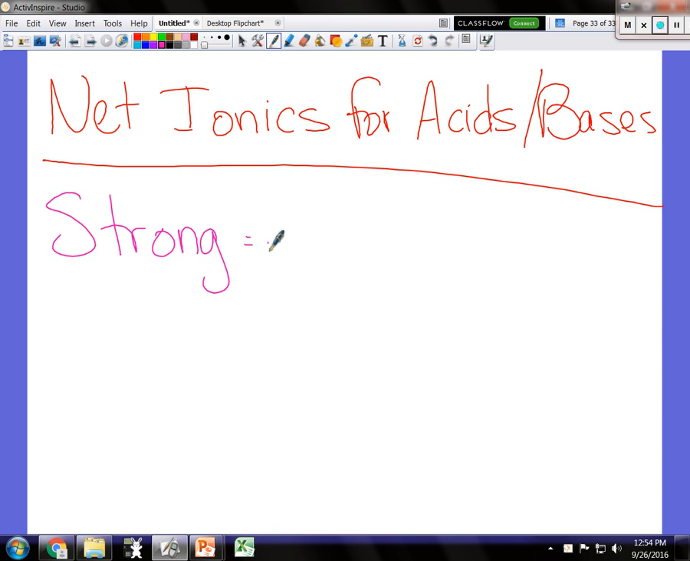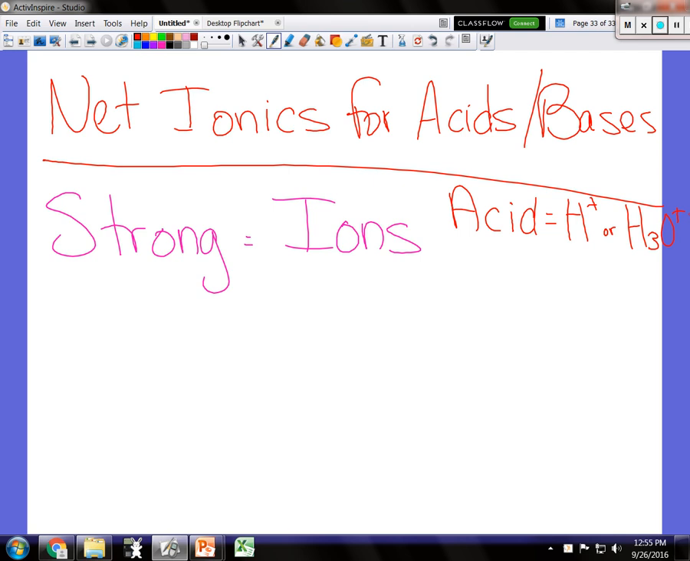If it's strong, what do you write for net ionics and acids and bases? Strong all the way. So what is the ion for an acid? Hydronium. You don't, and I'm going to show you why later. Keep that in mind. If it's a base, it will always be OH minus. Why?